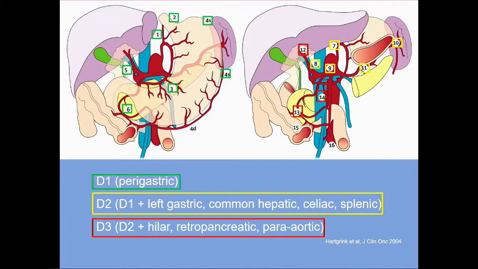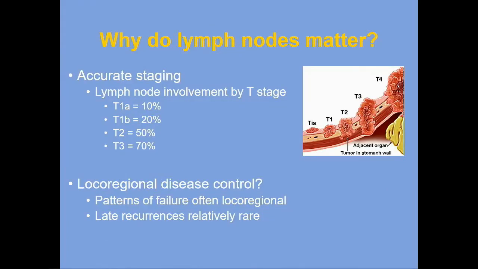And intuitively, it makes sense to take out as many lymph nodes as you can. And the reason why we care about it is because as the tumor gets bigger and as it gets deeper in terms of its invasion into the stomach wall, it has more of a tendency to spread to other locations, particularly the lymph nodes. And so the bigger the tumor is, the more likely it is to have some lymph node involvement. And so intuitively, it makes sense that if you take out all those lymph nodes, that the patients will do better, and there may be an increased cure rate.